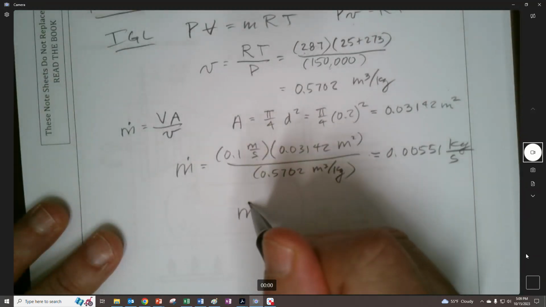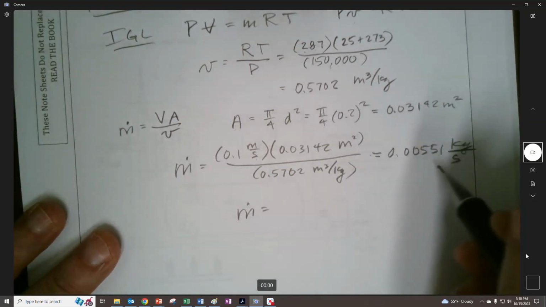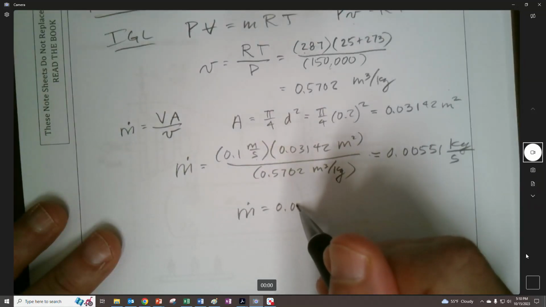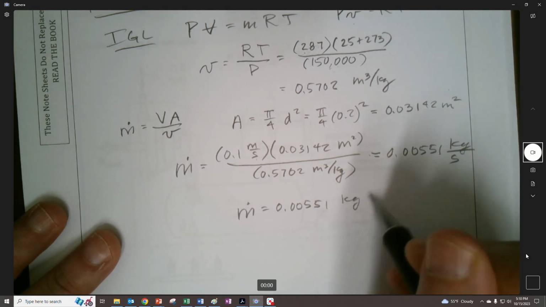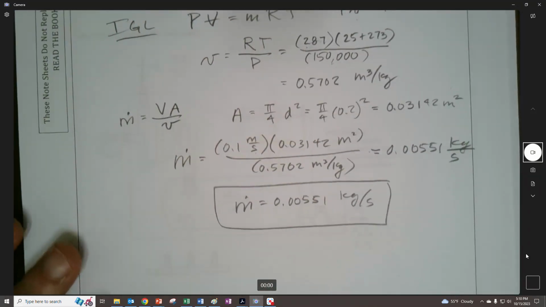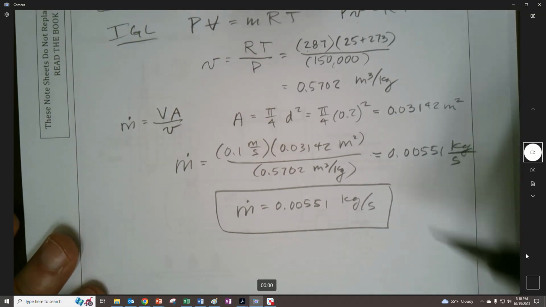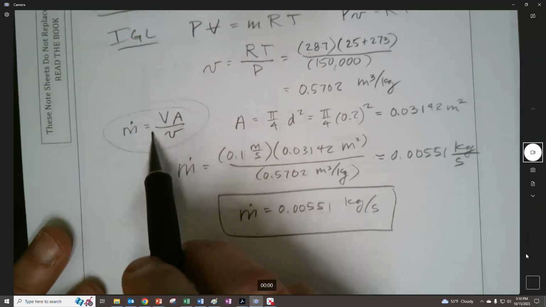Let's write it out again. We could almost go grams per second if you wanted to, but I usually use kilograms. So 5.51 grams per second. And that's enough of a video. So that was example 4.1. A little easy, but you want to get used to thinking in terms of this equation right there.